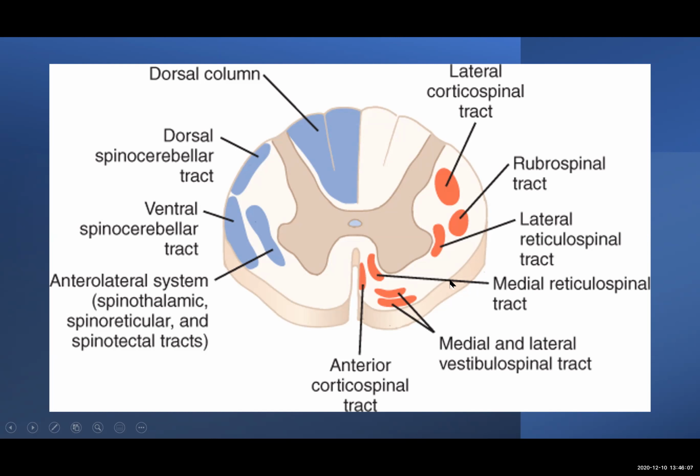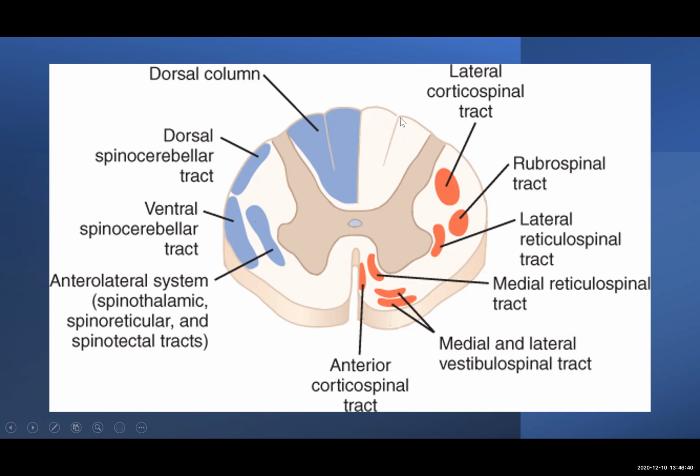So essentially, if you wipe out one side here, you're going to get sensory and motor impairment. Now, remember, sensory input goes up 1 or 2 levels and then crosses over and goes up on the other side. So sensation coming in on this side will end up being processed on the other side of the brain. Okay, and we'll talk about that when we get to what we call Brown-Séquard syndrome.